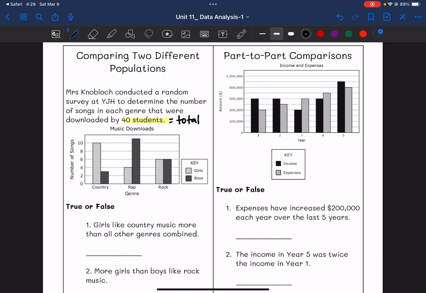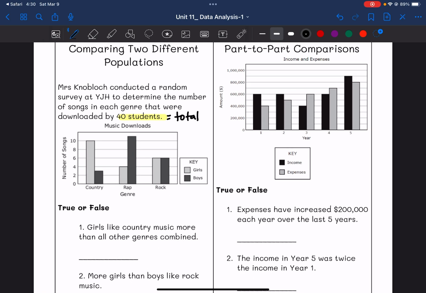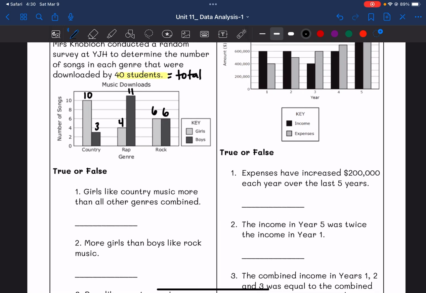What I like to do on bar graphs is write on top of the bar strip the amount, the number that it is. So here, this would be 10. This would be 3. This one would be 4. 11 here, 6, and 6 here. Now that we have that, let's look at the first question.